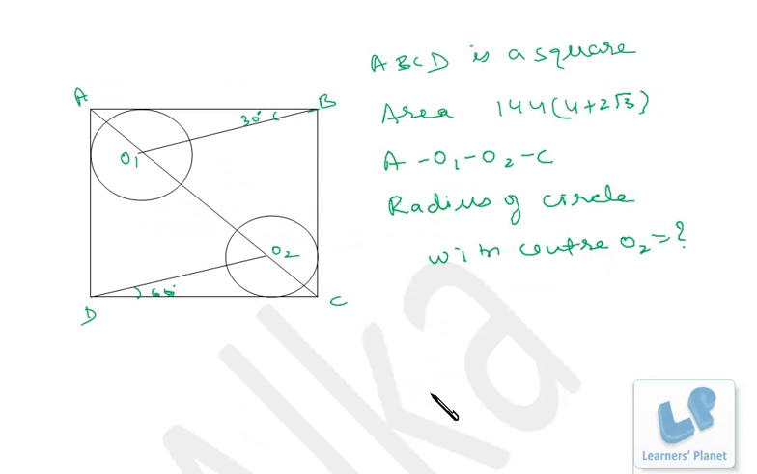Now friends, let's take this problem, a complicated diagram. ABCD is a square, and the area of the square is 144 times (4 plus 2 root 3). A, O1, O2 and C are on a straight line where AC is a diameter. We have to find the radius of the circle with center O2. This angle is given to us as 60 degrees and this is 30 degrees, right?